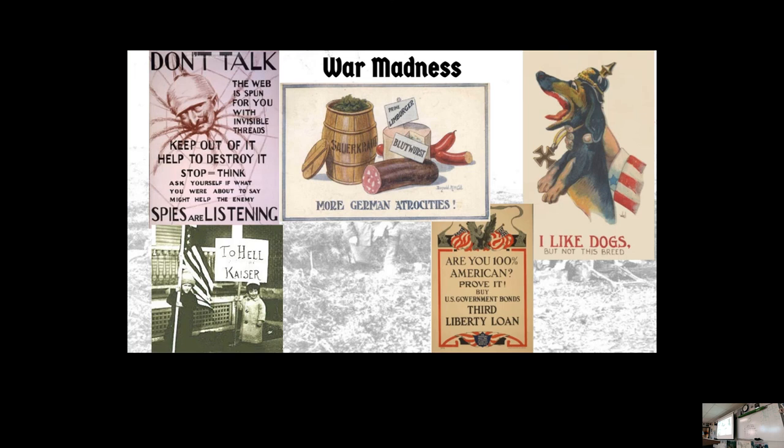Thousands of dachshunds would be killed. People would go to their neighbors and have a dachshund and they would hang. Why? Why do you have a German dog? You're a traitor. That's war madness. There were vigilante groups, American Liberty League, groups like that, that would go around. They became thousands of them, including the local, usually local police forces.